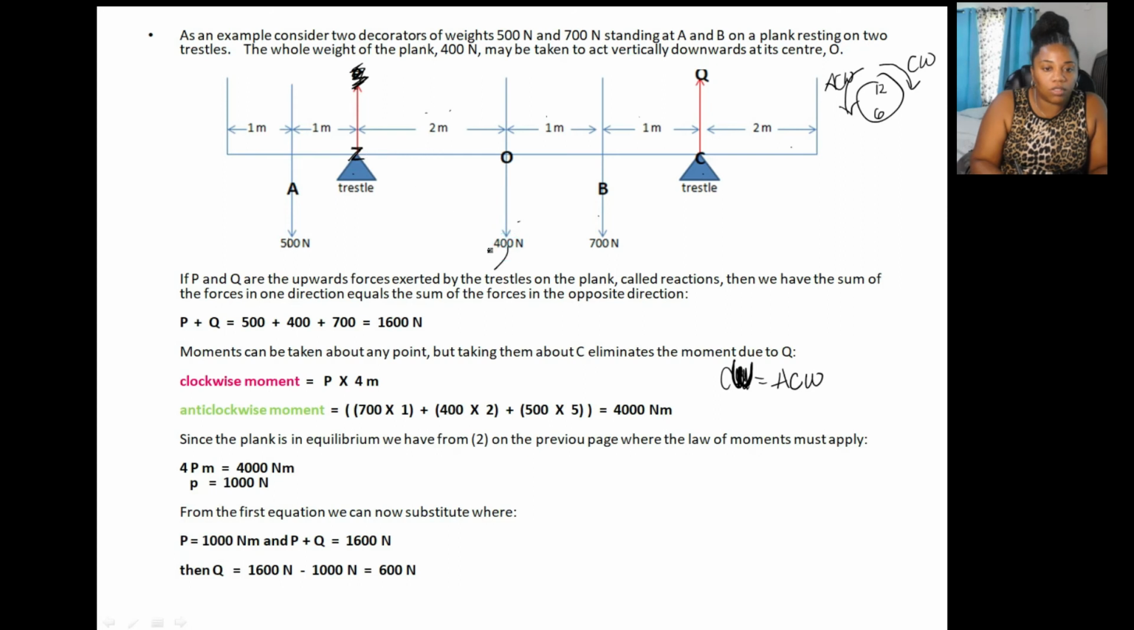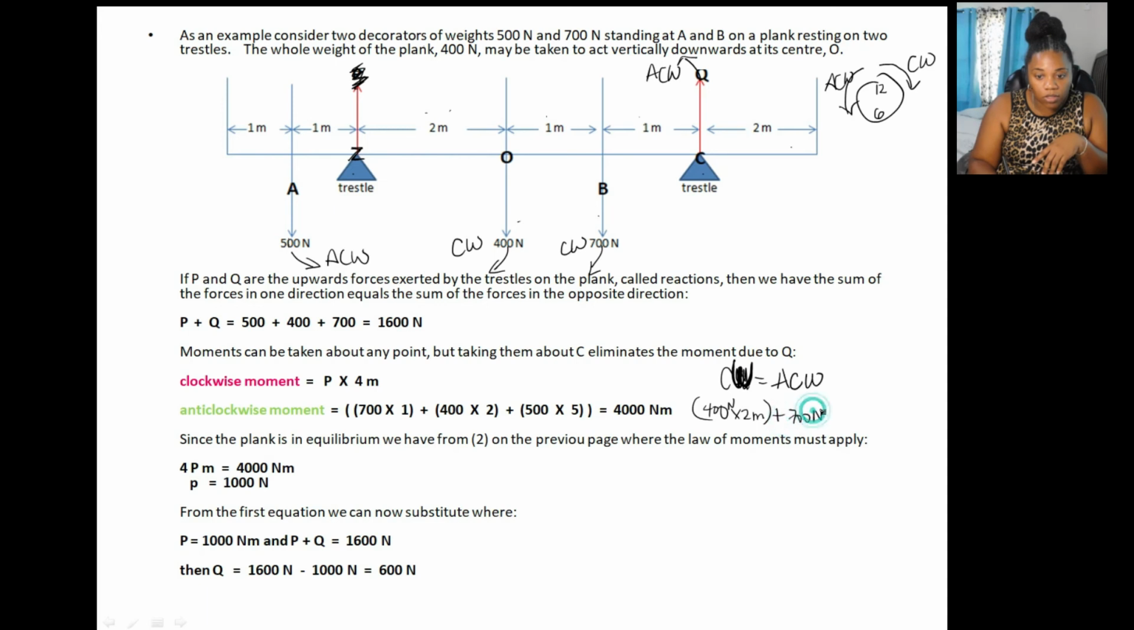if we're going this way from the pivot, this would be clockwise, this would be clockwise, and this would be anti-clockwise, and this one would be anti-clockwise, right? So we have clockwise, clockwise, anti-clockwise. So for the clockwise moment, from Z we have 400 newtons times 2 meters, plus 700 newtons times 3 meters.